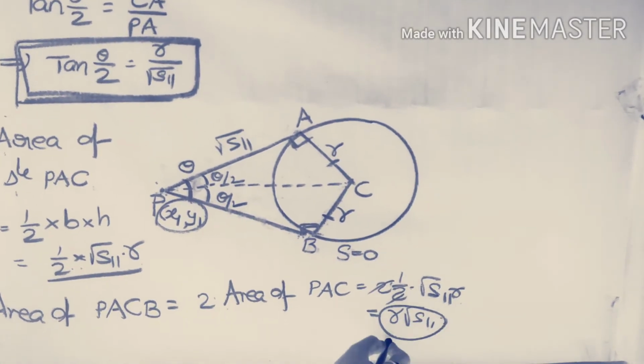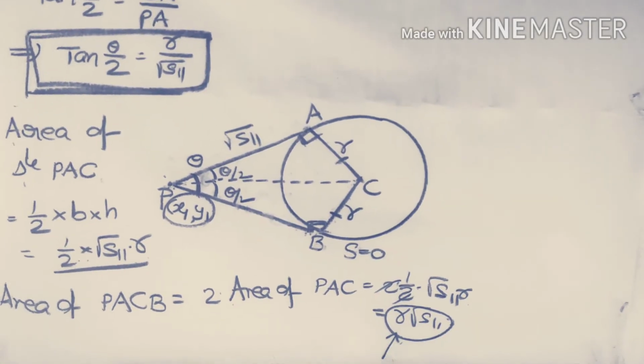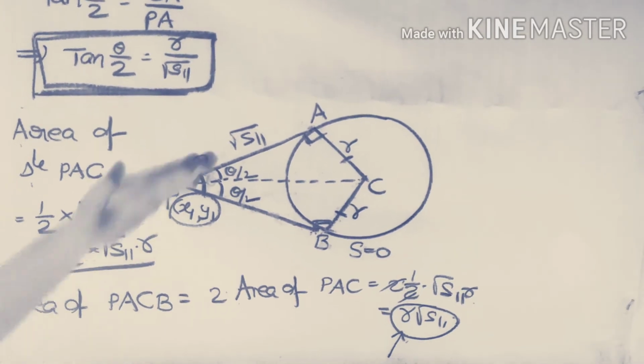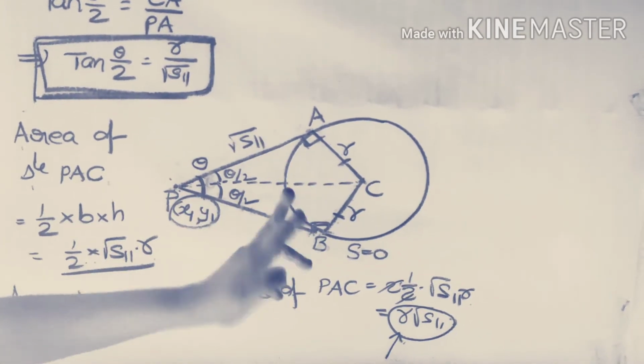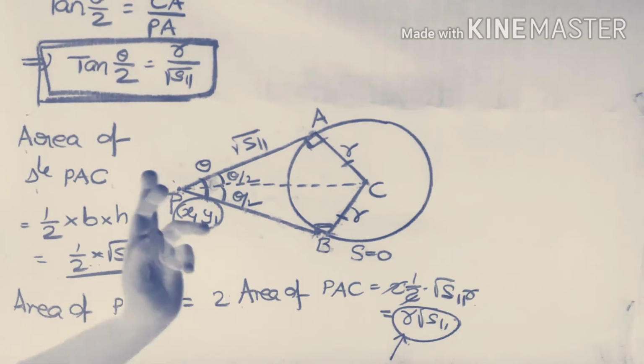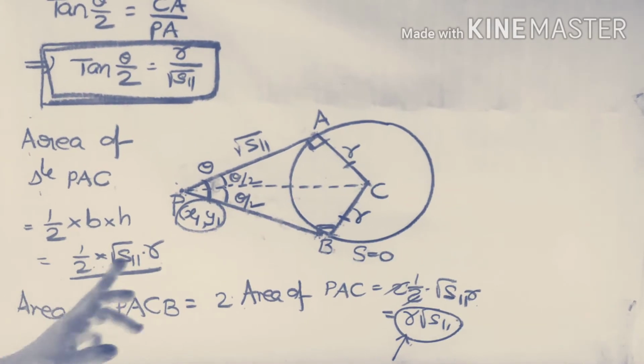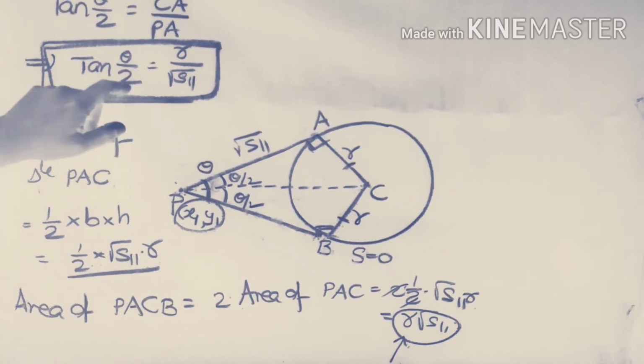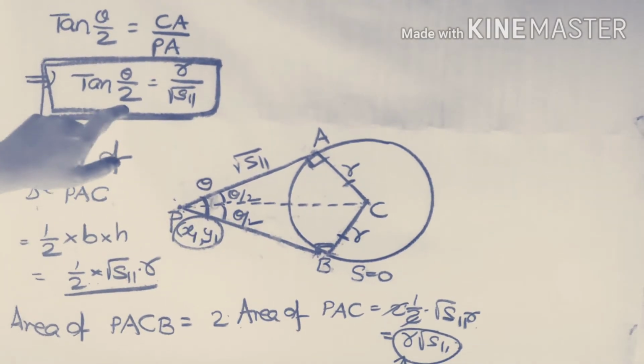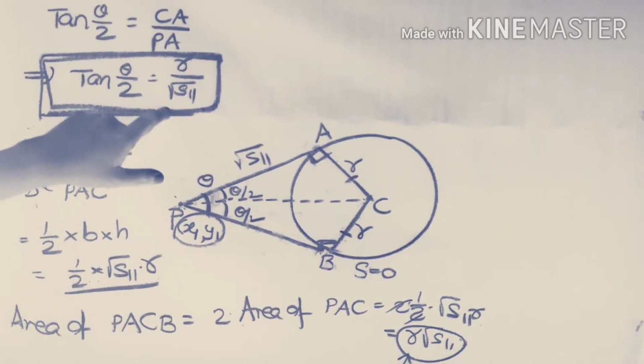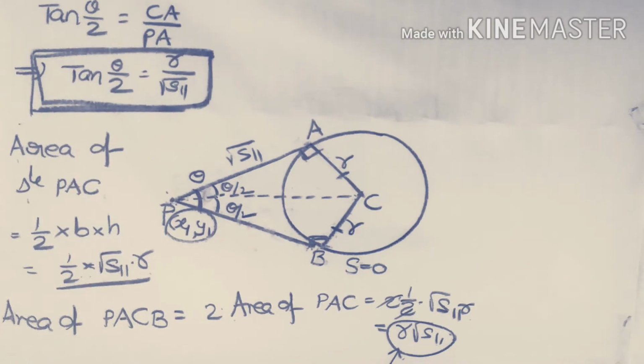This is a very important formula for MHT-CET and JEE Mains exams. The area of the quadrilateral formed by the tangents with the pair of radii is R into root S11. And the area of the triangle PAC is equal to half into R into root S11. And the angle between the tangents formula is tan theta by 2 is equal to R by root S11, where theta is the angle between the tangents.